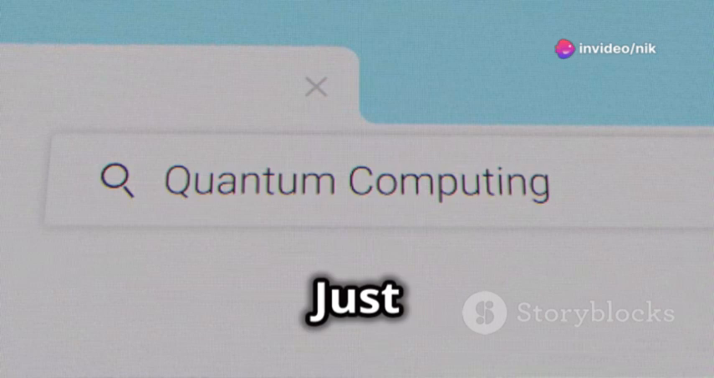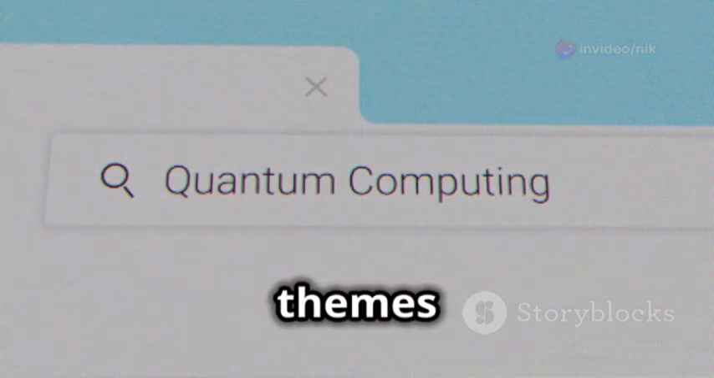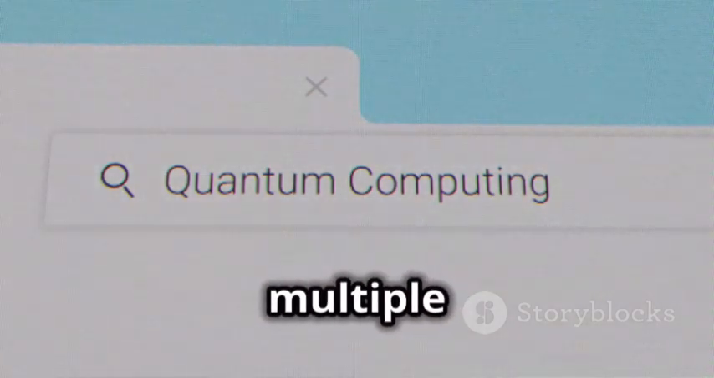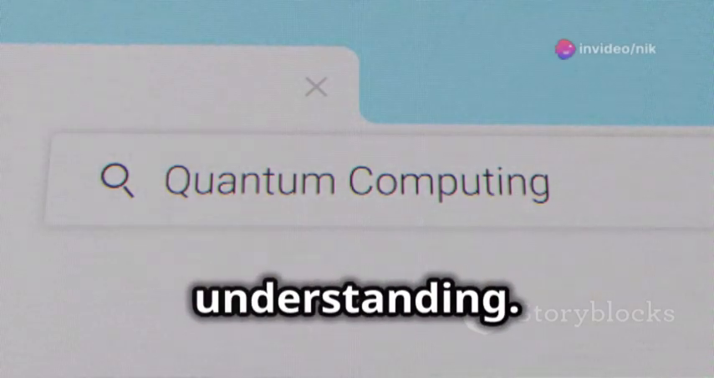Key concept: just as quantum computing explores multiple possibilities through superposition, the Quranic themes and numerical patterns can reveal multiple interpretations, with the digital root collapsing them into a singular, unified understanding.